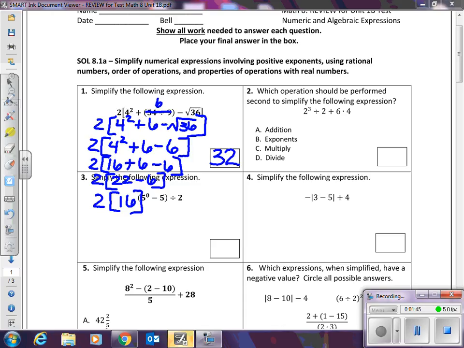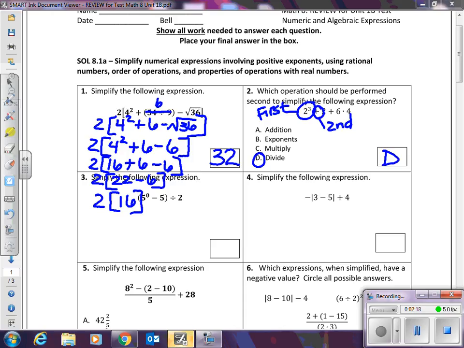Right, for number two, we want to say which operation should be performed second in order to simplify. So we're not looking for an answer, we're looking for what operation do we do after the first one. So if you look at the problem, there are no grouping symbols. There is an exponent, so this guy would be first. So you don't want to choose that option. Okay, so after exponents, if you look at what's left, you have divide, add, and multiply. Well, because dividing and multiplying are in the same problem, we have to go left to right. So the second operation we would be doing would be the division. So the answer would then be D.